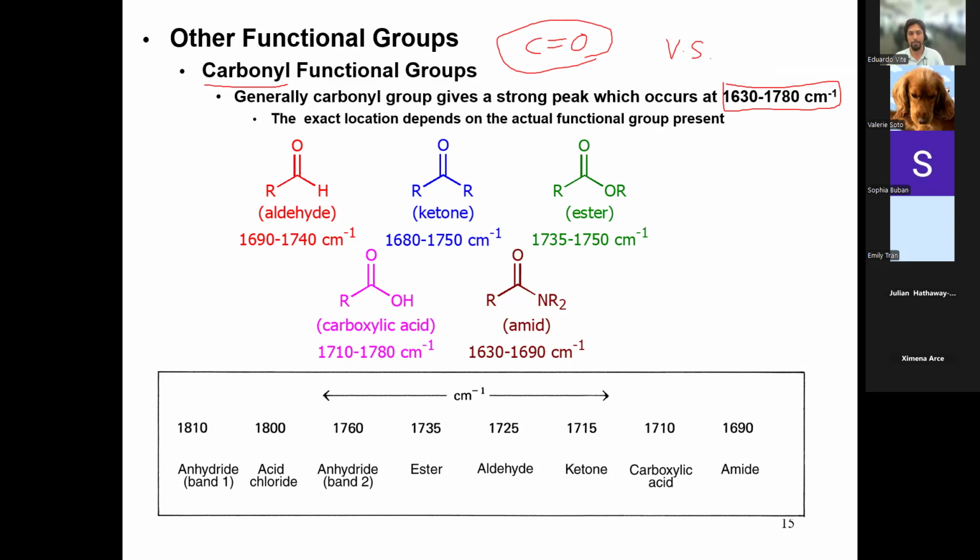So we have an aldehyde, which is a carbonyl with a hydrogen. We have a ketone, which is just a carbonyl with two carbons around it. We have a carbonyl with an oxygen and a carbon. We call that an ester. We have a carbonyl with a hydroxide. We call that carboxylic acid. And we have a carbonyl with a nitrogen. We call that an amide. And we have other ones that you guys can look up later. But each one has its generalized region.